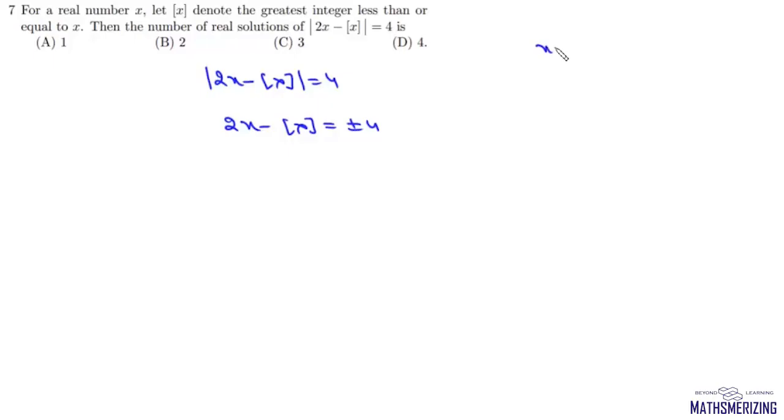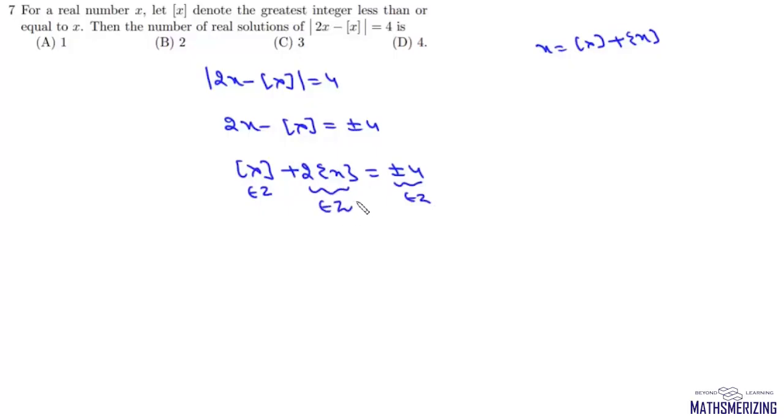Now we know that x is greatest integer function of x plus fractional part of x. So we can write this as greatest integer function of x plus 2 times fractional part of x, and it is equal to plus or minus 4. Now the greatest integer function of x is an integer, plus minus 4 is an integer. It implies 2 times the fractional part of x must also be an integer. So here we'll have 2 cases. Case 1 when fractional part of x is 0, or case 2 when fractional part of x is 1 by 2.